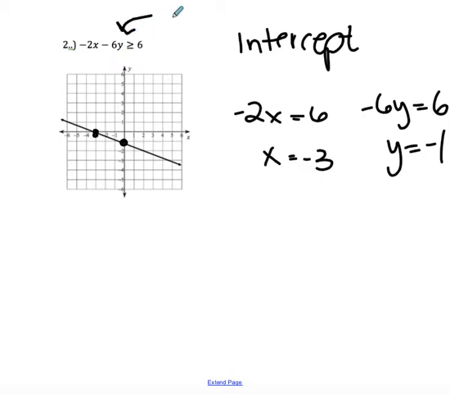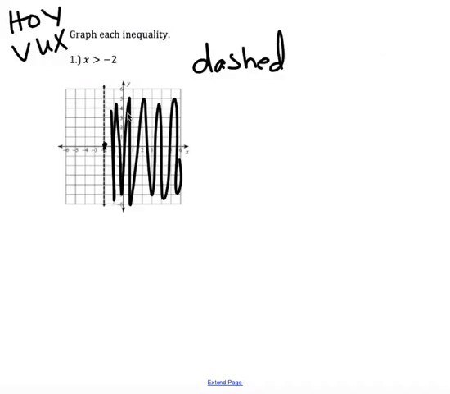So again, that symbol there told me that we were going to use a solid line for step 2, and on step 1 we used the intercept method because both variables were on the same side. And for step 3, we are looking for our shading. If you recall on this example number 1, we wanted to shade the true side.